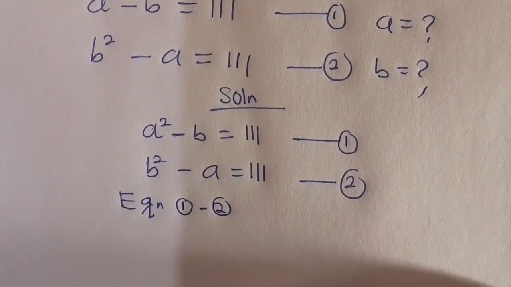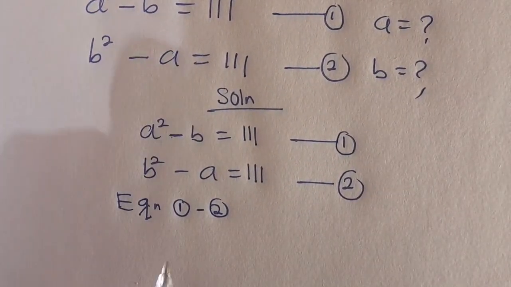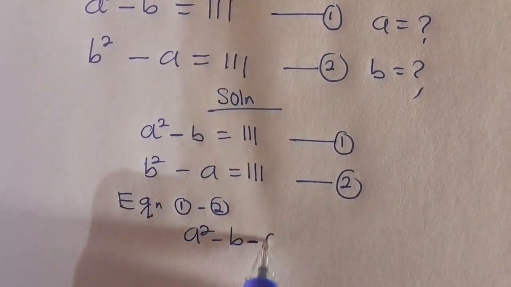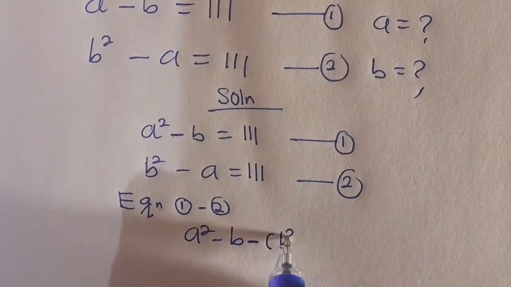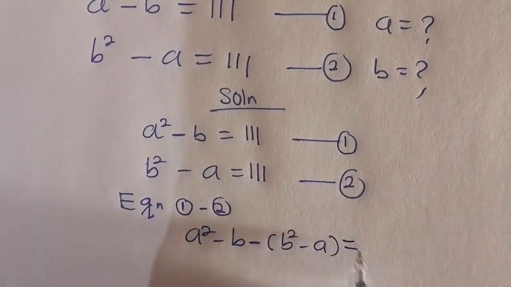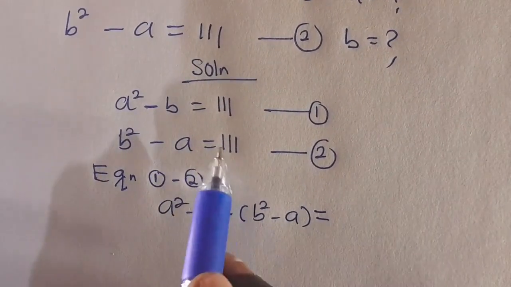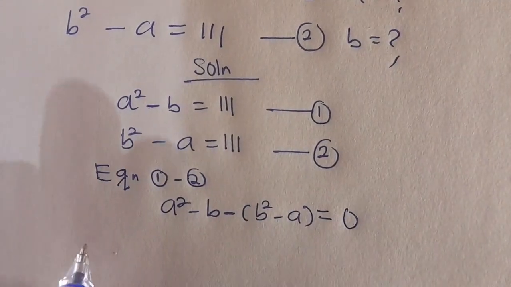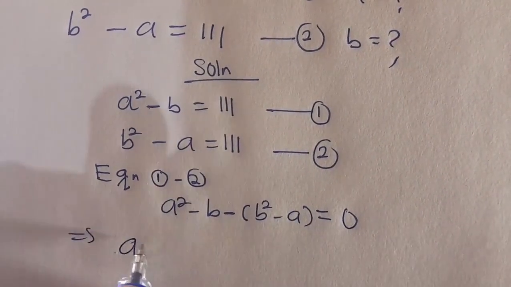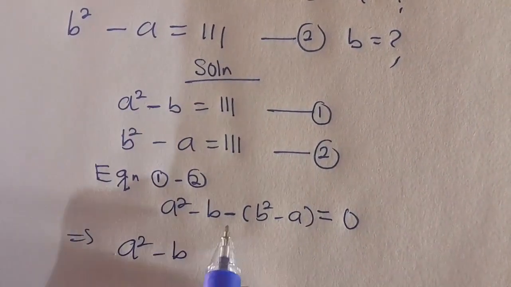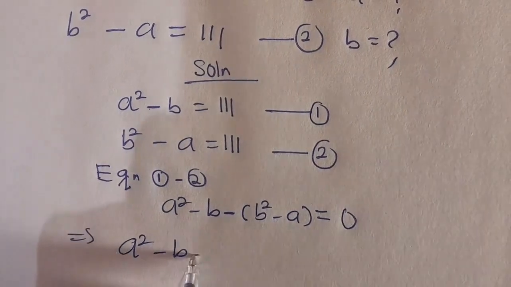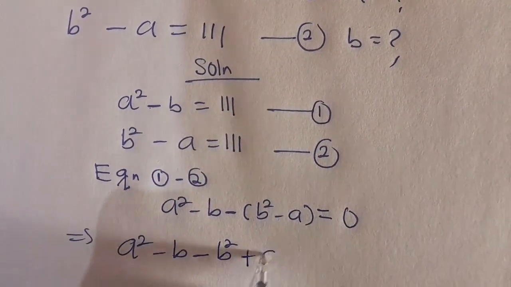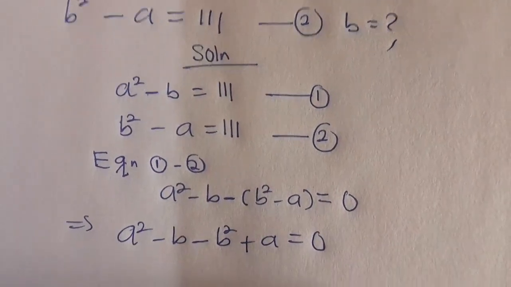When we do so, we are going to have a squared minus b, minus the whole of b squared minus a, equals 111 minus 111, which is 0. So this implies that we have a squared minus b, then when you open the bracket, minus b squared, then minus times minus gives plus a, and everything equals 0.